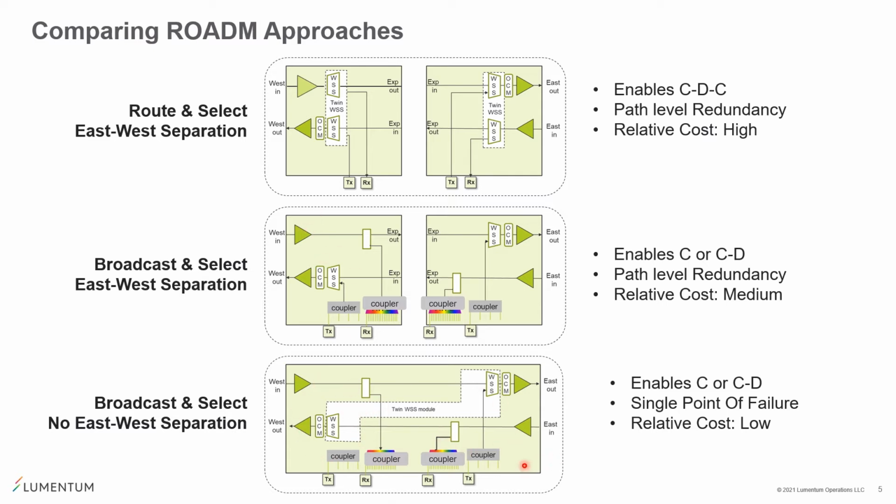So this is definitely more cost effective than any of the other two approaches shown, and it also enables colorless and directionless, but there is a caveat that it is also a single point of failure. So if this one blade goes, you're going to lose both the east and west direction, but the cost points are much lower. And in the case of an edge, this might also be quite a cost economic choice.